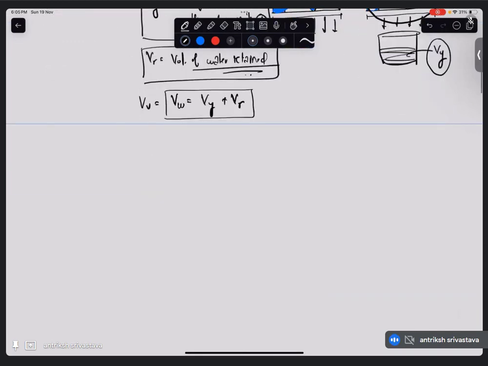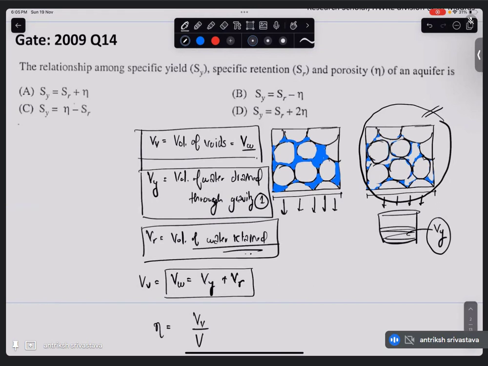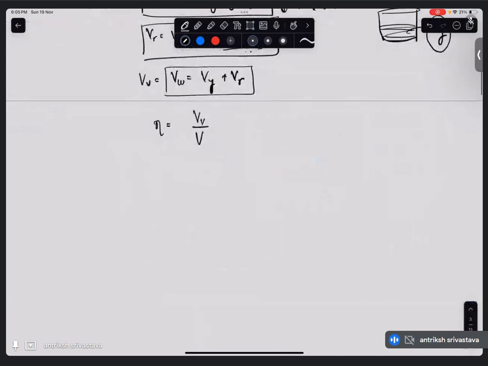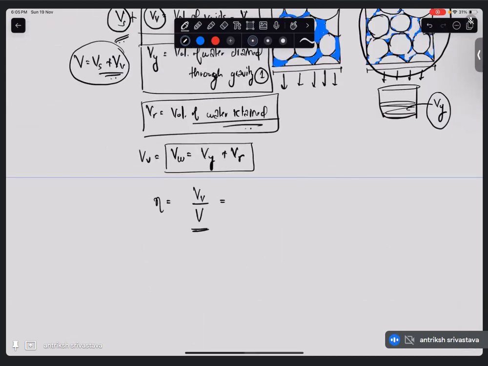Now, what is the formula for porosity? Porosity is nothing but volume of voids divided by the total volume of soil. Total volume of soil will be this volume of voids plus the volume of solids, right? We know that total volume is volume of solids plus volume of voids. This is your porosity. Now, can we open this VV?